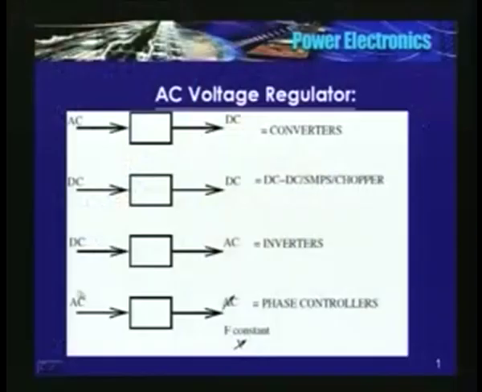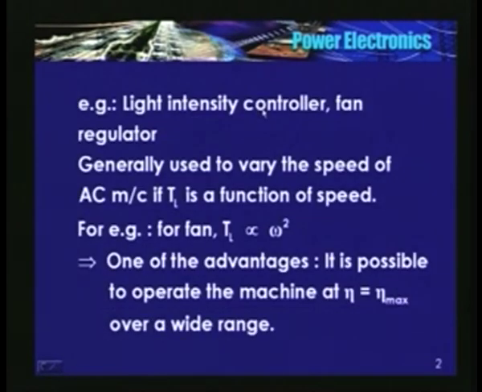Input is AC, output is also AC. Frequency of input and output is the same, only the magnitude of output voltage is varied. Okay, see here, input is AC, output is also AC, frequency constant, variable voltage. They are known as AC voltage regulators. Okay. Where are they used?